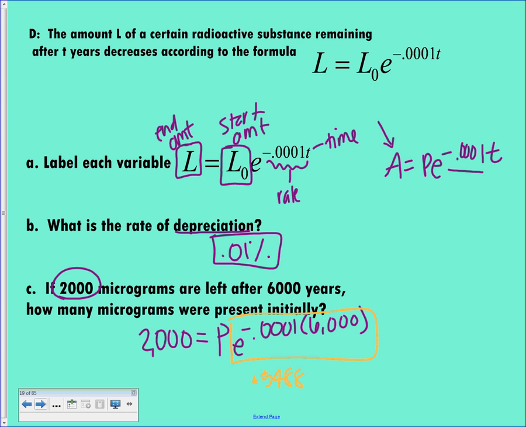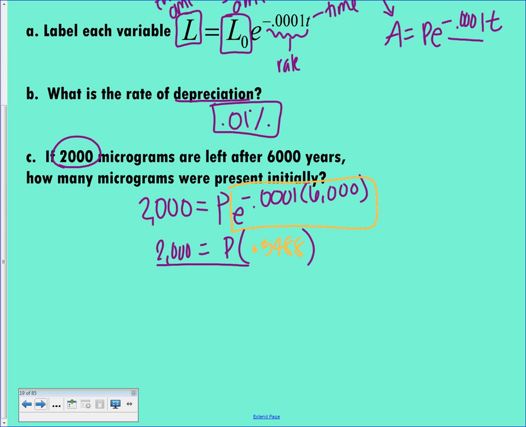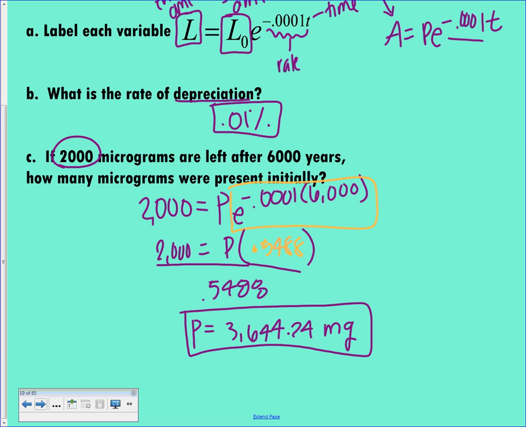So that's going to give me 0.5488. So now I have 2,000 equals P times 0.5488. And if I'm solving for P, this should make sense to you. We're just going to divide each side by 0.5488. So P will equal about 3,644.24 micrograms. So again, E is just a number on your calculator, so just plug it in and then divide.